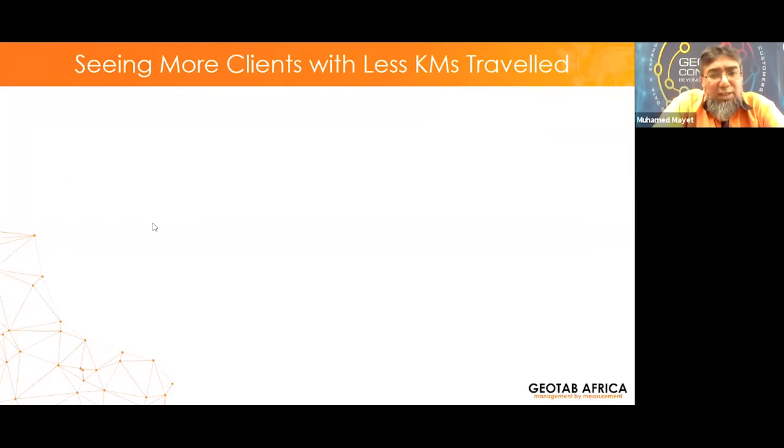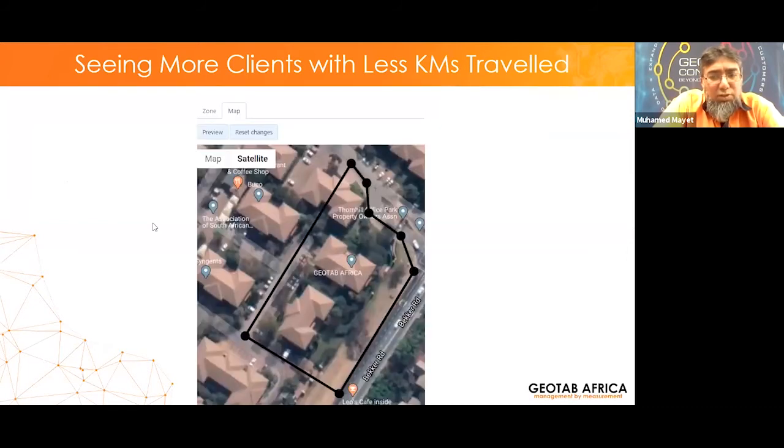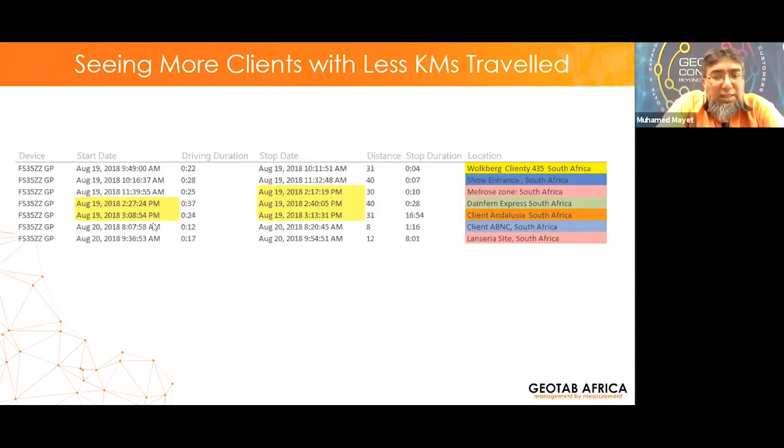Seeing more clients with less kilometers traveled. Once all the zones have been created and the driver is aware of being monitored, he will make sure he only goes to the clients he's scheduled to, thus increasing the number of clients visited and driving less.